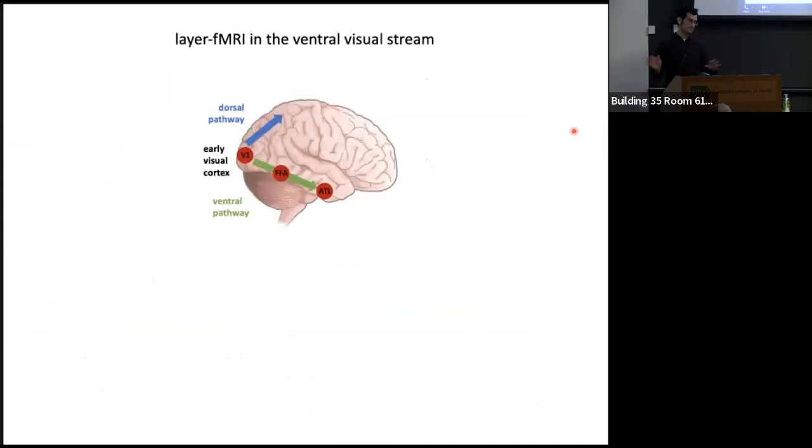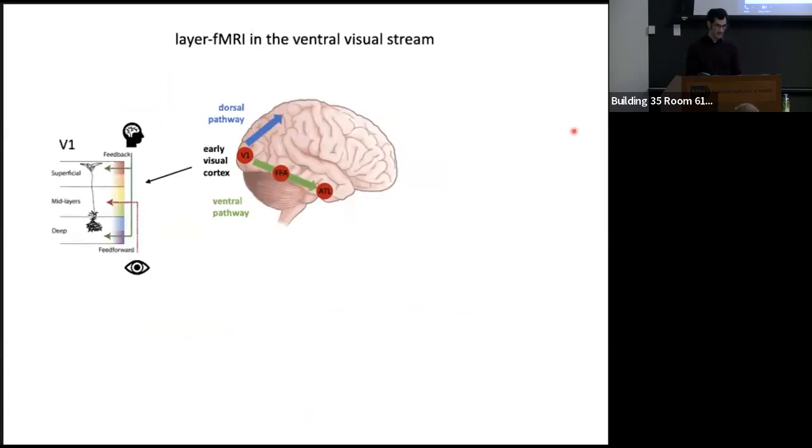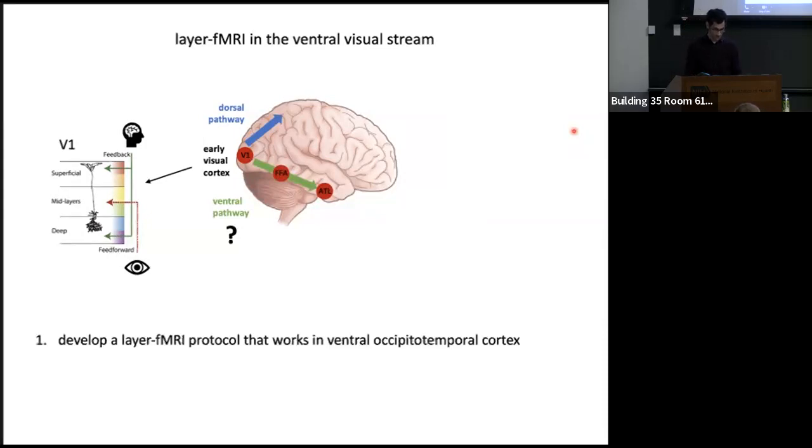So now let me circle back to where we started from in the visual system, and specifically in the ventral visual stream. While we have a pretty good idea of the feed-forward and feedback organization across layers in V1, we really have no idea what this layer organization looks like going downstream in higher level visual regions.